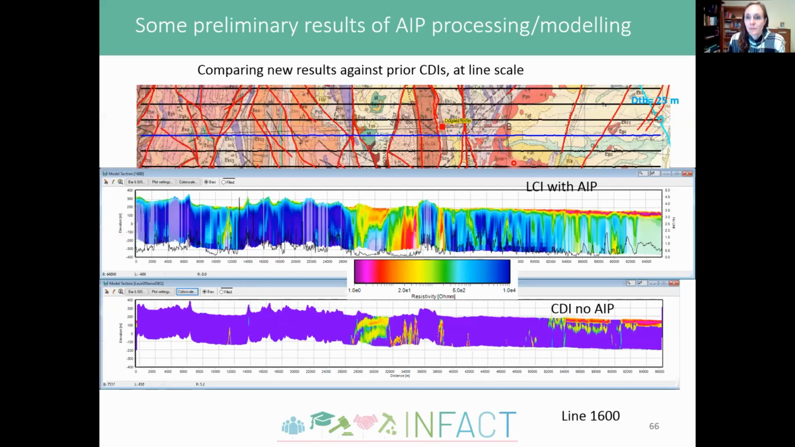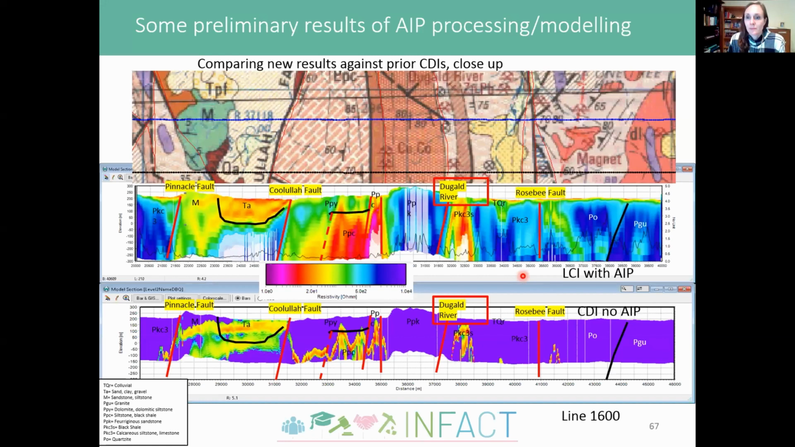Then I have some close-ups. These are resistivities we're obtaining from modeling IP. This was the CDI without IP. And if I zoom in even closer, again, this is the type of interpretation that Antonio managed to derive from our new versions versus overlaid over the CDIs.